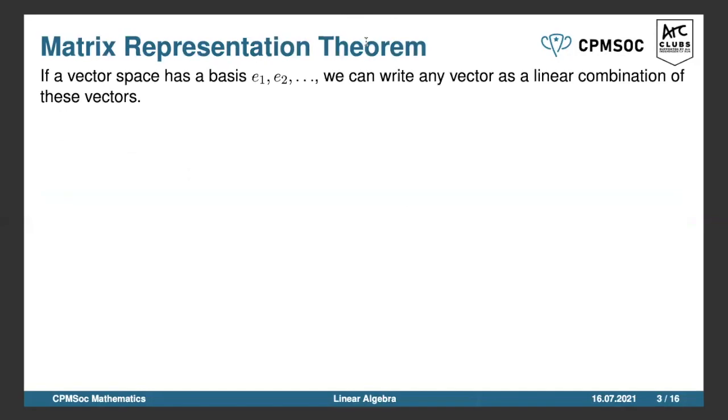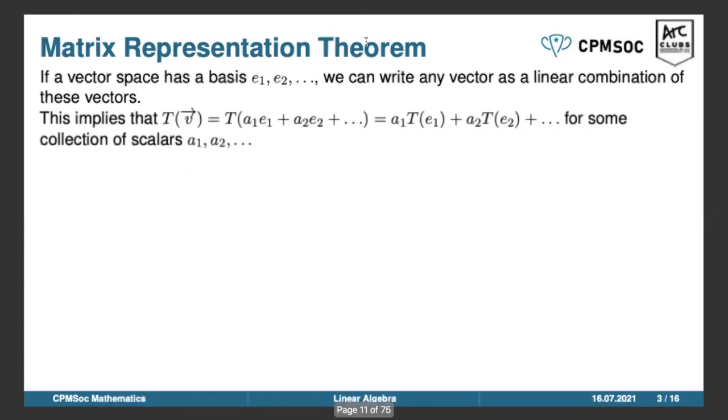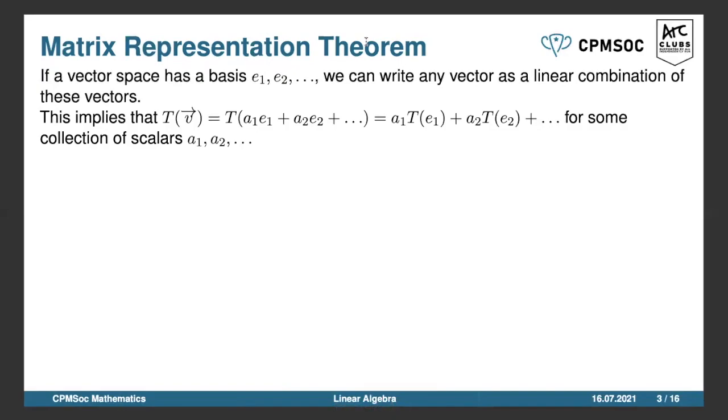Which is the matrix representation theorem. If a vector space has a basis e1, e2, those are just the unit vectors with 1 in one of the directions and 0 in all the other directions, we can write any vector as a linear combination of these vectors. Just to clarify on basis, another property that they have to satisfy is that they have to be linearly independent from each other. Obviously that is the case since these are the standard basis vectors.